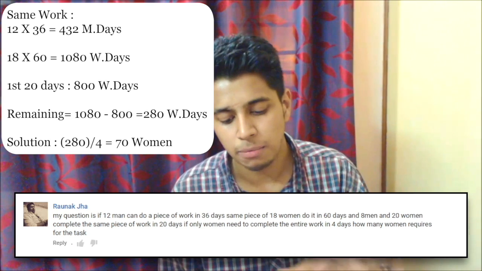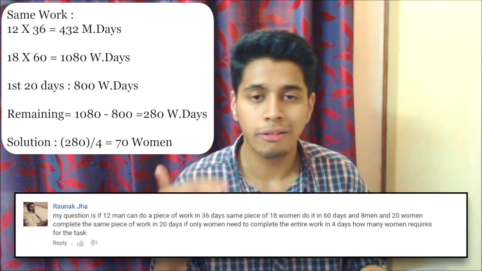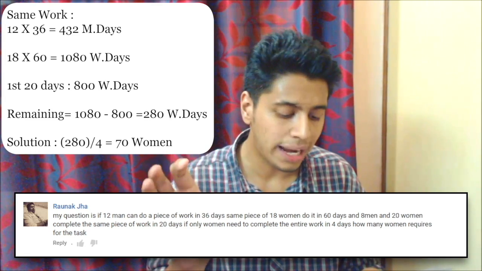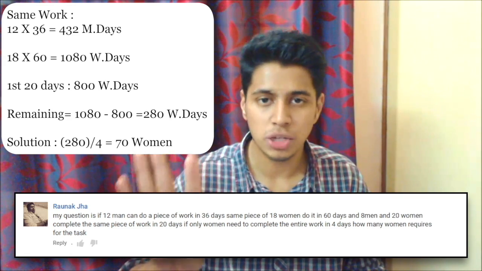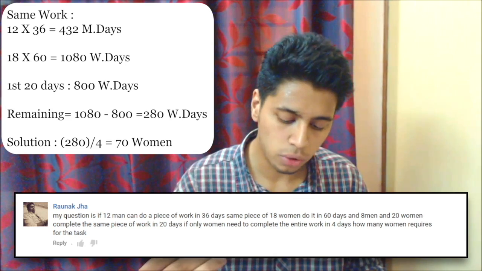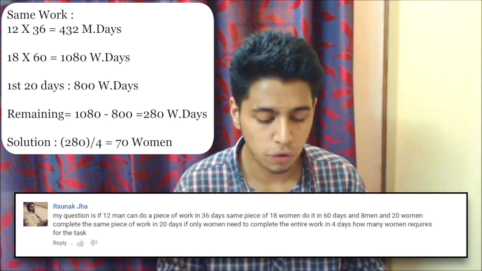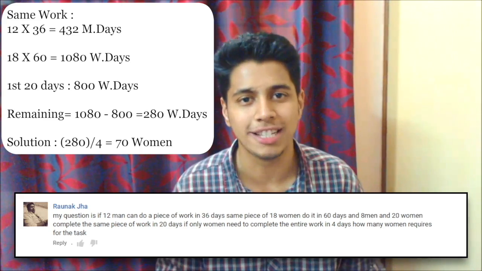Now, for the final part of the problem, you have that the women need to complete the entire work in 4 days. So now you have 280 women days of work left, right? And you have 4 days to complete it. So what you're going to do is divide 280 by 4. So 280 by 4 will give you 70 women. So for the remainder of the work, you need 70 women to finish it in 4 days. So that's the answer for the second problem. Now let's go on to the third problem.